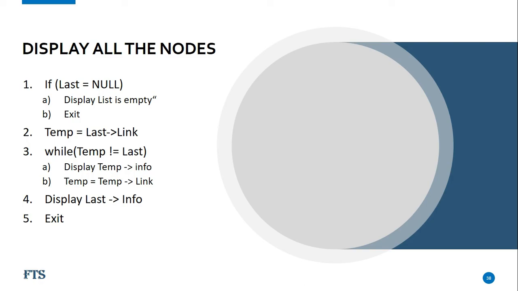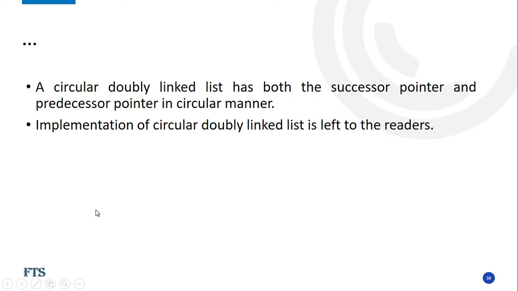Display all the nodes. If last is equal to null, display list is empty. Then exit. Otherwise, temp should be equal to last link, while temp not equal to last, display temp info, temp should be equal to temp link. Then finally display last info, exit. Circular doubly linked list has both the successor pointer and predecessor pointer in circular manner.